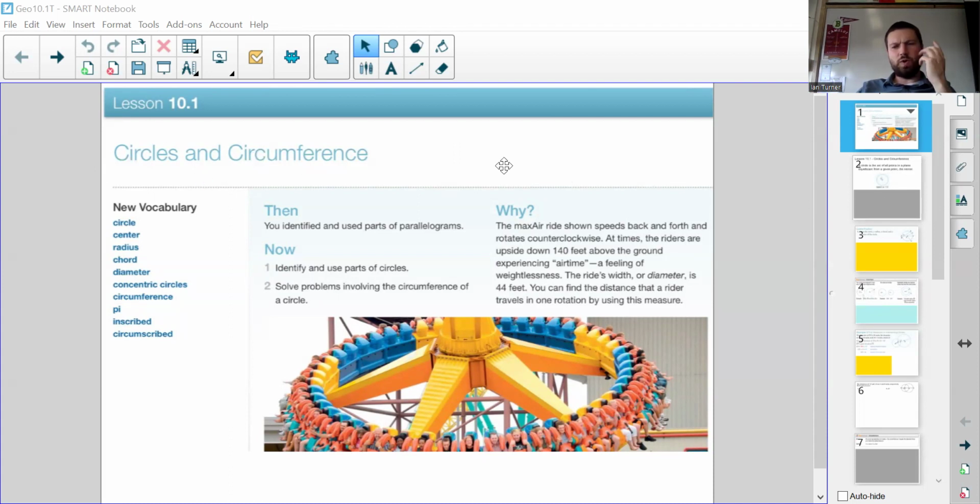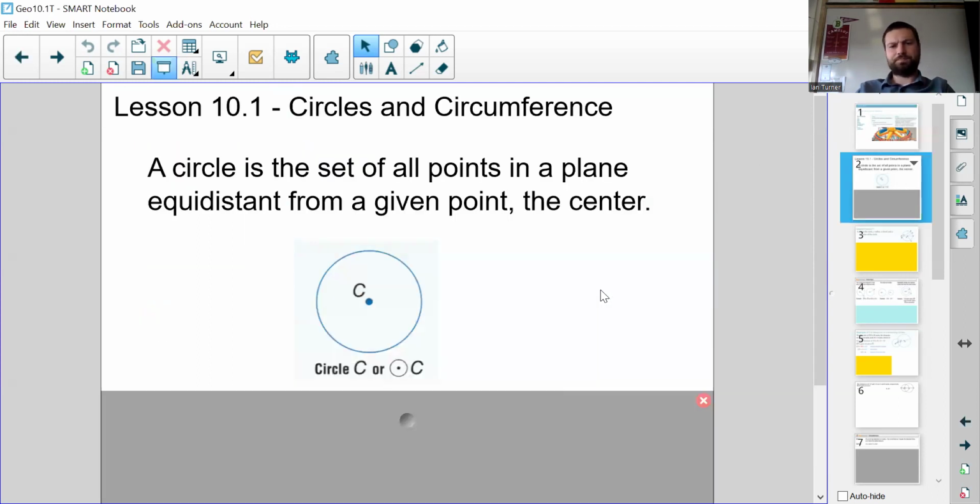And 10.1. You know how these chapters always start very heavy on the definitions. So again, if I'm going too fast, pause, take nice notes, make it look good. It'll help it get in your brain. Let's jump into it. Circles and circumference today, 10.1.